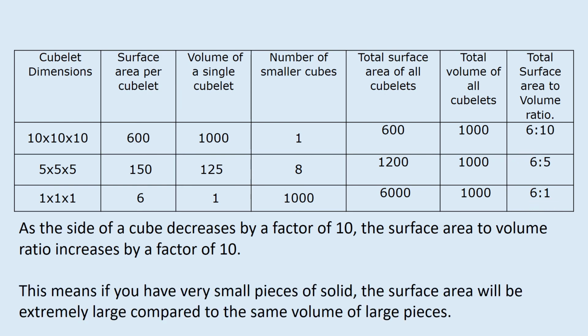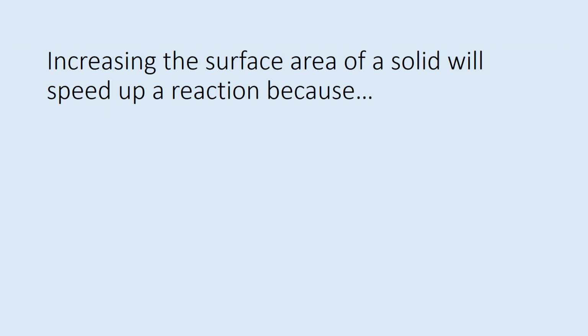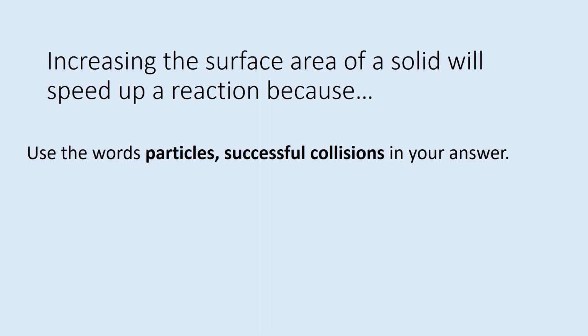So basically what that means is if you have very, very small pieces of solid, the surface area will be extremely large compared to the same volume of large pieces. So very common exam questions are asking you to state and explain how changing surface area or temperature or concentration will affect the rate of reaction. So see if you can complete this sentence. Increasing the surface area of a solid will speed up the reaction because.